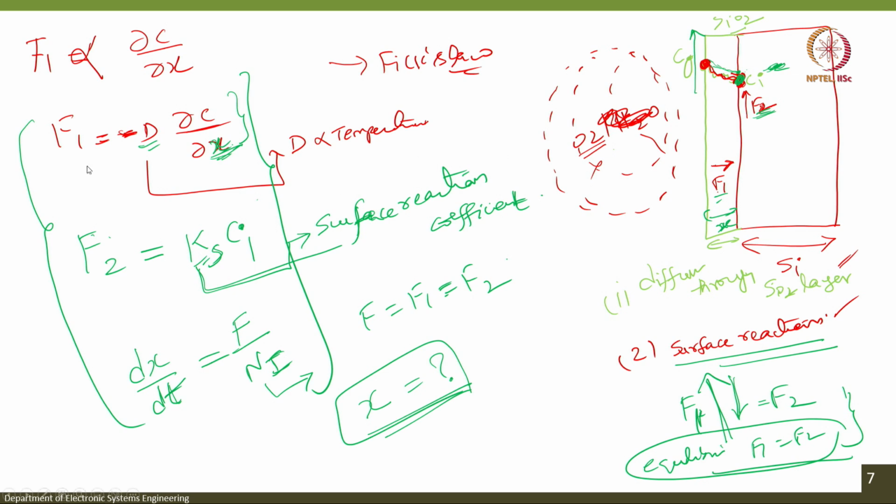So if you look at it, there are two fluxes. Actually there is one more flux in the ambience, but we are neglecting this because we are assuming that an infinite number of molecules are available for that. So now let us try to model one by one. I have flux 1, which is a diffusion flux, this is minus D dou C by dou x.